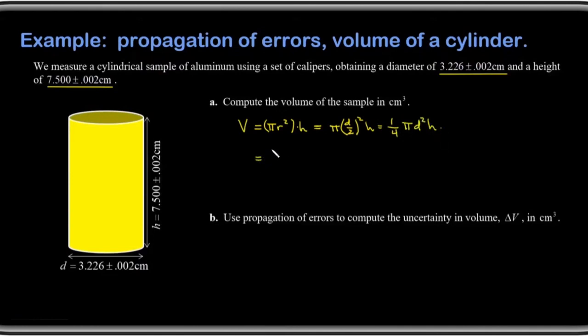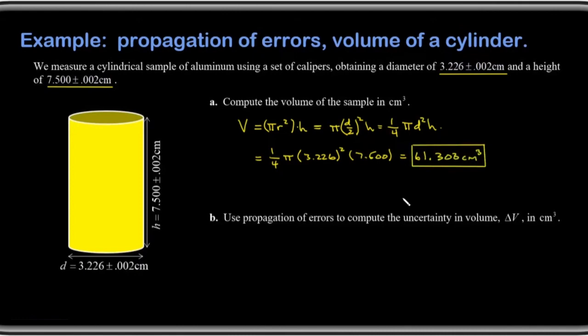So we just have to plug the numbers in now, and it's 1/4 pi. The diameter is 3.226. The height, 7.500. And I'm going to keep a lot of extra precision until we get to part B. Our volume comes out to 61.303 cubic centimeters.